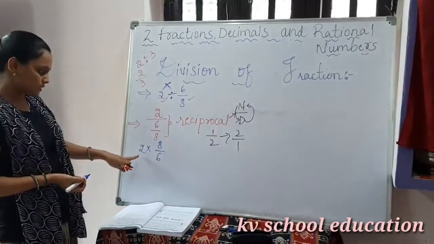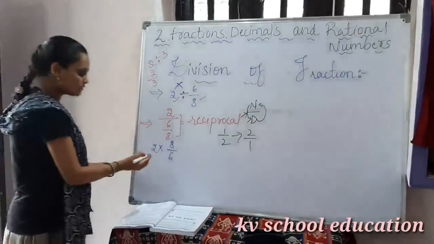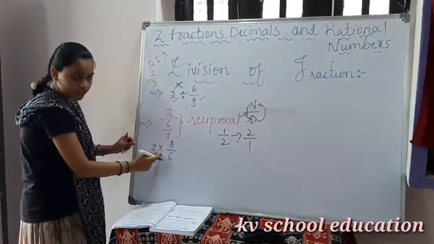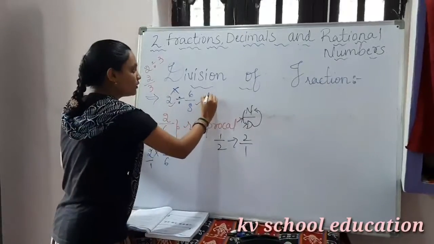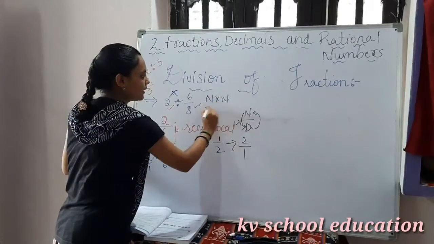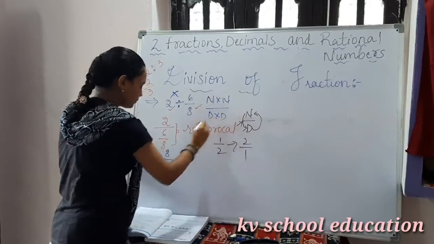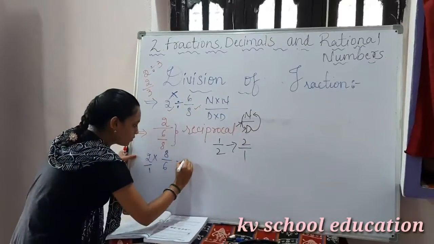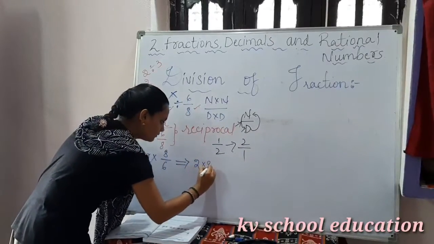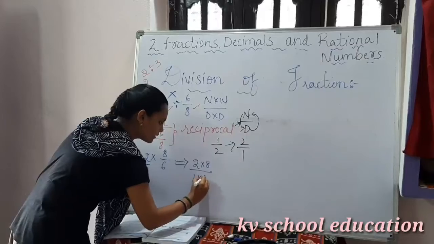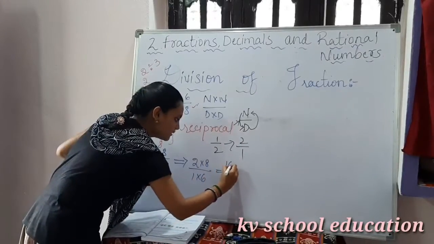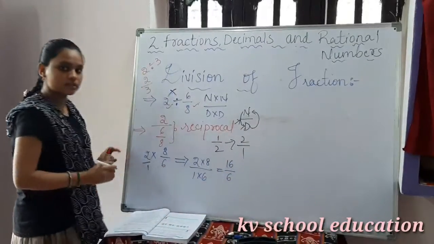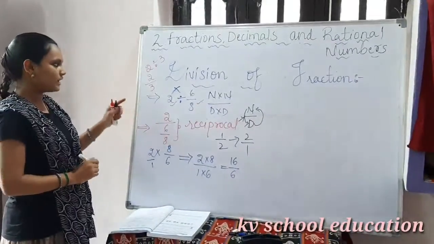So the same process. If the denominator doesn't contain, we should take it by 1. So here into. What I said before, numerator into numerator by denominator into denominator. So here 2 into 8 by 1 into 6. 2 8s are 16, 1 6 is 6. This is the process. Once again I will repeat.